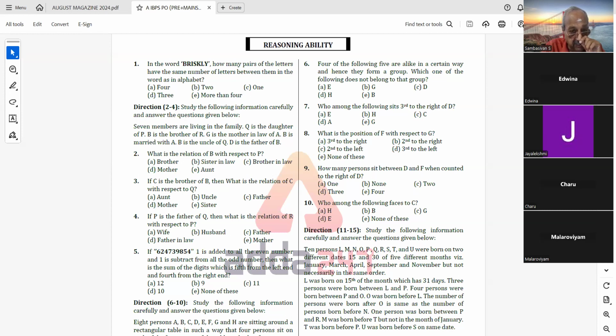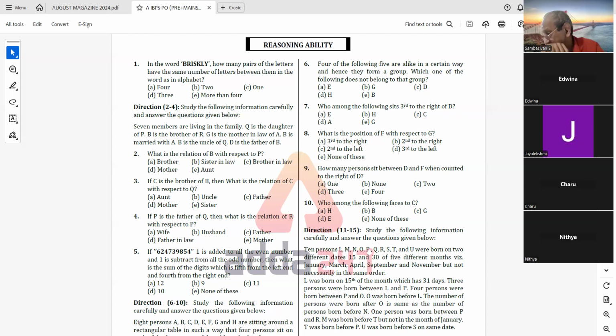Now please go to question number five. If 62473985, one is added to all the even numbers and one is subtracted from all the odd numbers, what is the sum of the digits which is fifth from the left end and fourth from the right end? I think you can take about 1 minute here, but in the exam, you have to do it within 40 seconds.